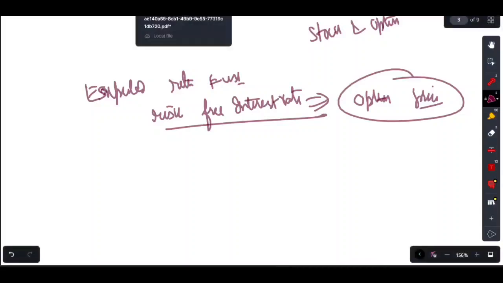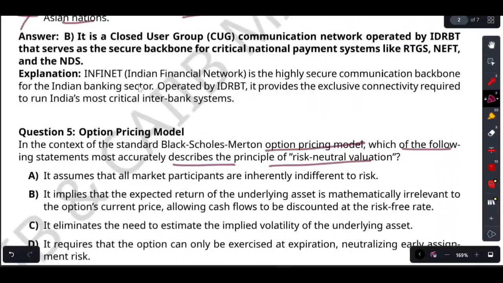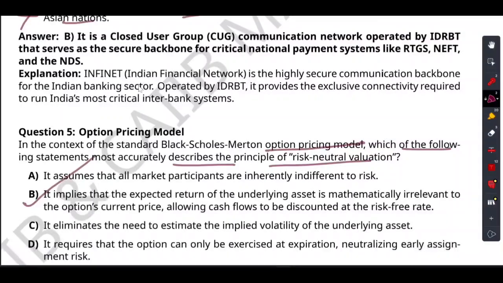So if you look at the options that they have provided, the correct answer to this question is option B. It implies that the expected return of the underlying asset is mathematically irrelevant to the option's current price, allowing cash flow to be discounted at the risk-free rate. Option A is a trap. It says market participants are inherently indifferent to risk. But in the real world, investors definitely care about risk. Risk neutral is just a math trick, not human psychology.